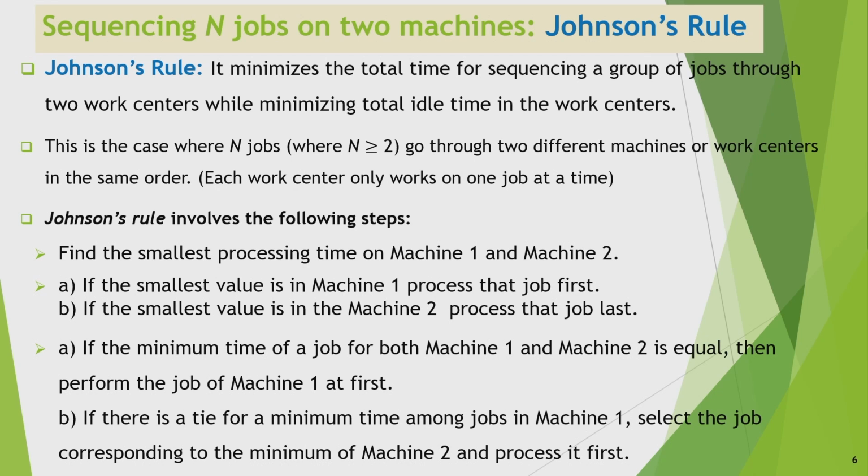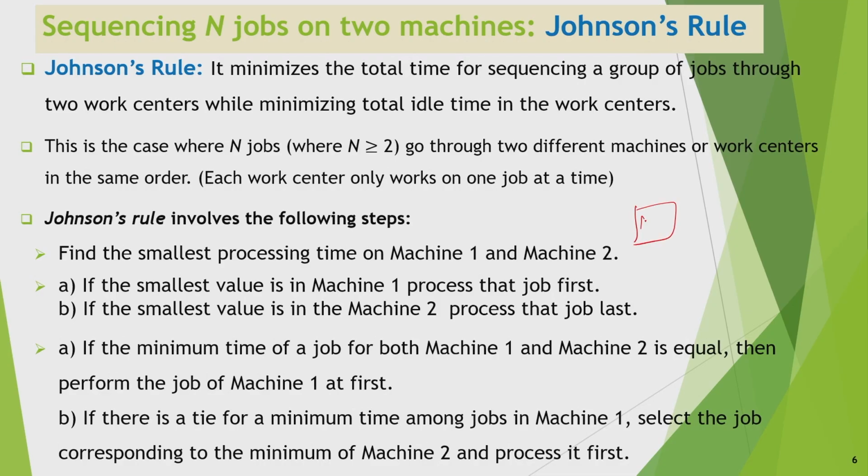So Johnson has given a rule for sequencing n jobs on 2 machines. That is Johnson's rule. It is slightly different from the scheduling problem, where we did one job at a time. But here there are 2 machines, M1 and M2, and jobs are done in a sequence: first on M1, then the same job goes to machine M2, and while this job is being machined at M2, another job is being machined at M1.